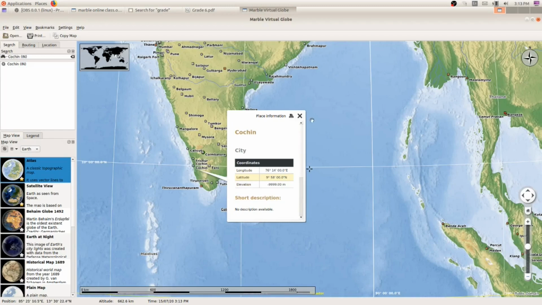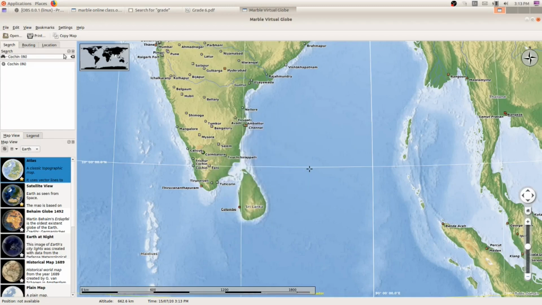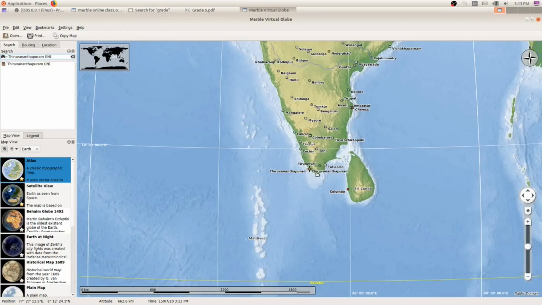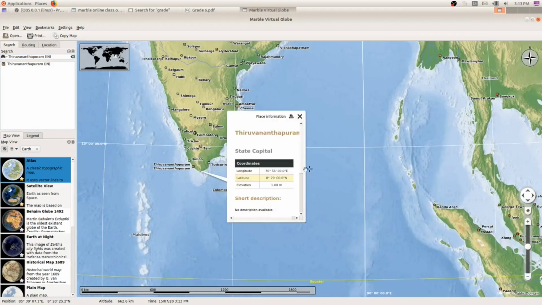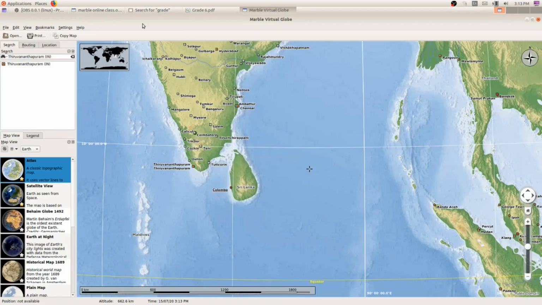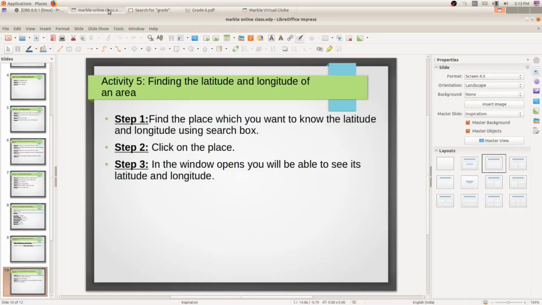So again you close this, again you type here Thiruvananthapuram in the search box. So you can see here Thiruvananthapuram, click enter. You can see here the Thiruvananthapuram is marked here, a cross mark. Click on that point. Again a window will be opened in white color. Here you can see the readings, longitude, latitude is this. Okay, so this is how we are finding longitude and latitude of a place.